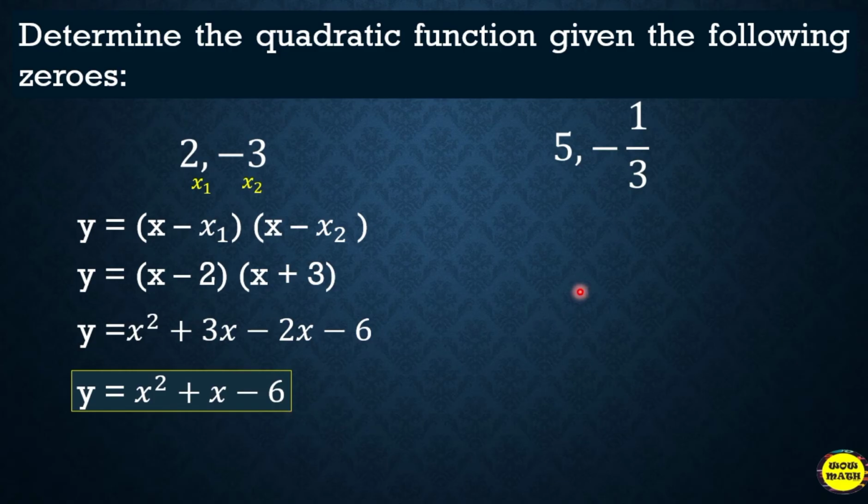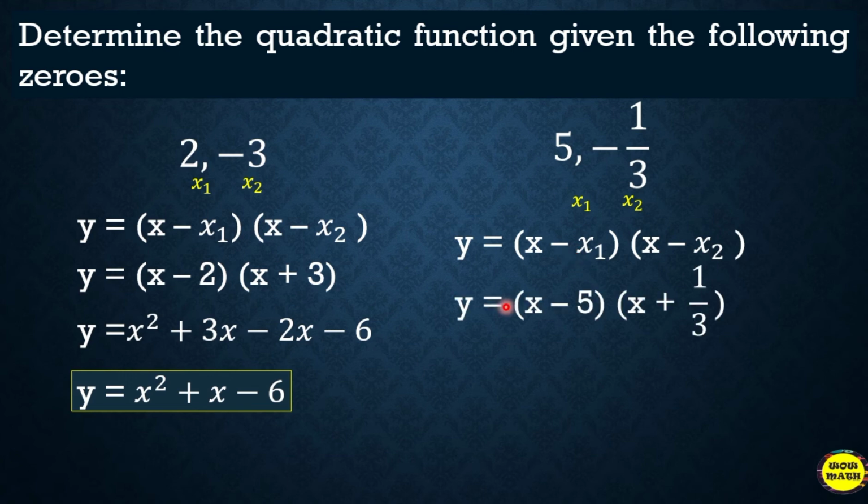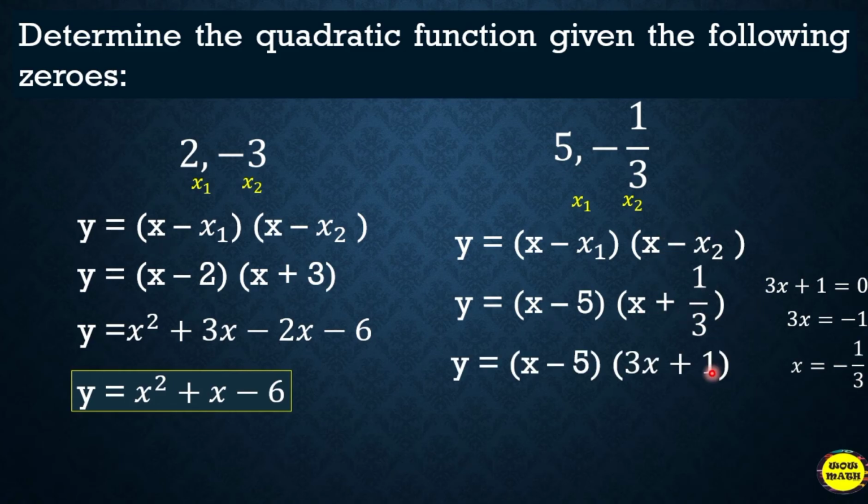Another, we have 5 and negative 1/3. So, may fraction tayong given. So, same process class. 5 is our x sub 1 and negative 1/3 is x sub 2. Then substitute x minus 5 times x plus 1/3. By the way class, ito class ay pwede natin express as 3x plus 1. Bakit? Papakita ko lang that 3x plus 1 is equal to 0. Kapag kinuha natin yung value ng x dito, transpose yung 1. So, that is negative 1. Divide both sides by 3. So, x is equal to negative 1/3. So, pareho sila. So, therefore, we can write x plus 1/3 as 3x plus 1.